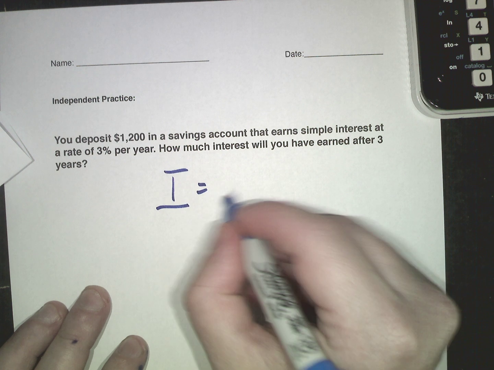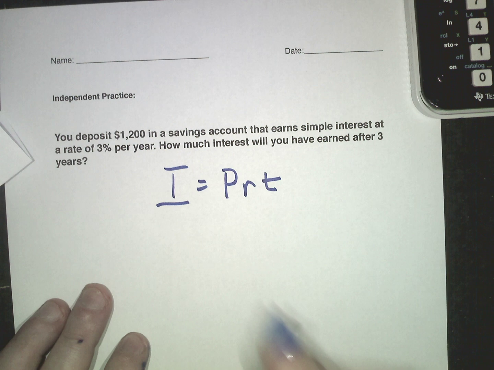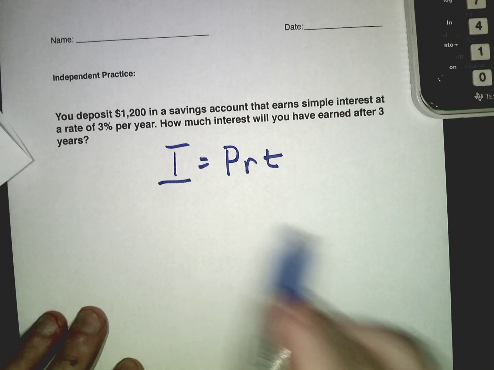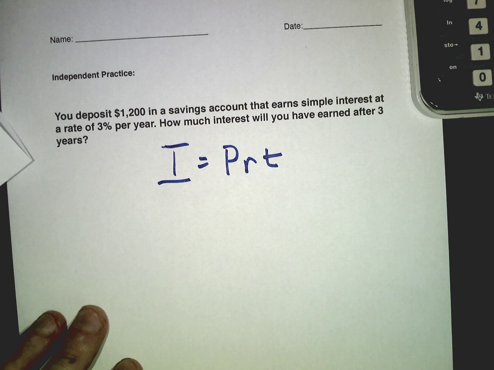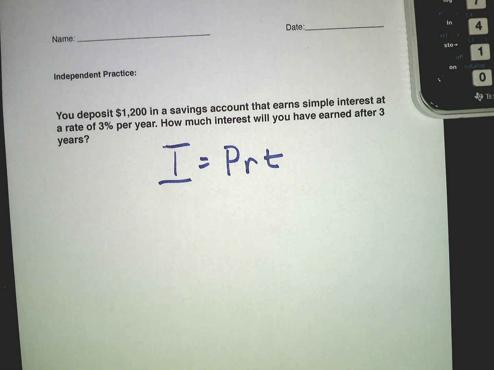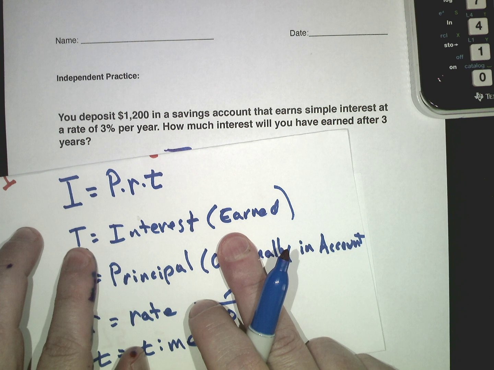But if you remember our formula, I equals P times R times T, we're solving now. They want to know how much interest. We're going to be solving for I this time. Now, if you remember, I'll bring this back. Our I was the interest earned. Well, that's what we're solving for, so we'll leave that there.